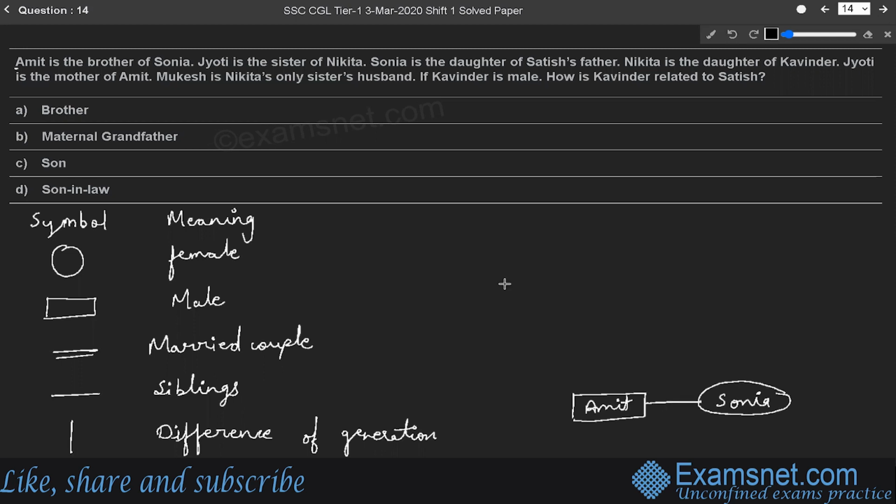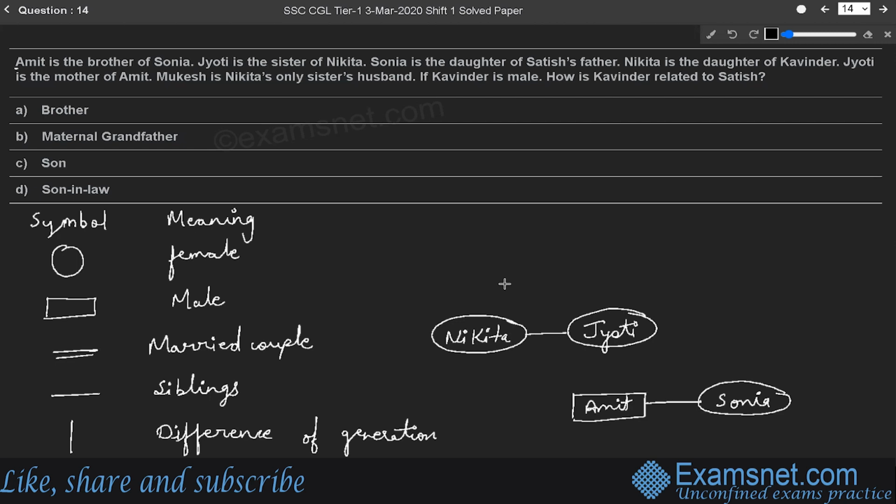Next sentence is: Jyoti is the sister of Nikita. Again, they will be siblings because Jyoti is the sister of Nikita. And both of them are females. So the symbol will be this, Nikita and Jyoti. Since they are siblings, again we will join them with a single line.